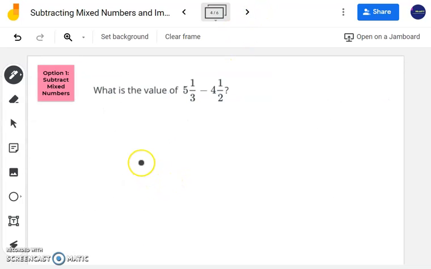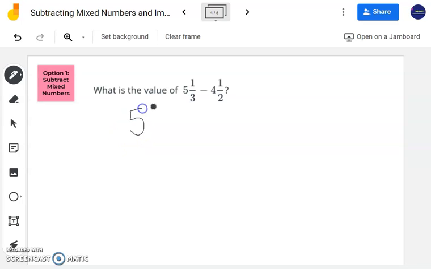For this problem here, we're going to solve this in 2 ways. It says, what is the value of 5 and 1/3 minus 4 and 1/2? Now, the first option is keeping both of these as mixed numbers. In the next slide, we're going to change these both to improper fractions and then subtract. Both ways work because we know that every mixed number can be represented as an improper fraction, and every improper fraction can also be represented as a mixed number.